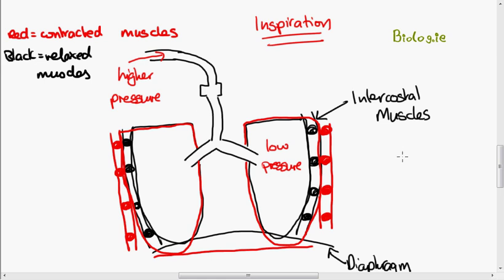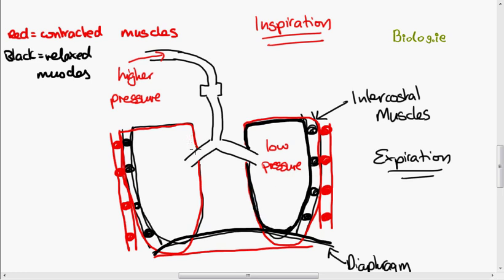When we expire, which is what I've got drawn in black, expiration, the diaphragm and the intercostals relax. So the diaphragm here is relaxed again, as are the intercostals, and therefore the lungs get smaller. Now if the lungs get smaller, that means there is less space inside in those lungs again for the air within it. So now the air is getting squashed really. So the air now is going to be under high pressure. And the air in the lungs then is under a higher pressure than the air outside. And therefore the air goes from high pressure to low pressure, so we breathe out. And that's the breathing mechanism.